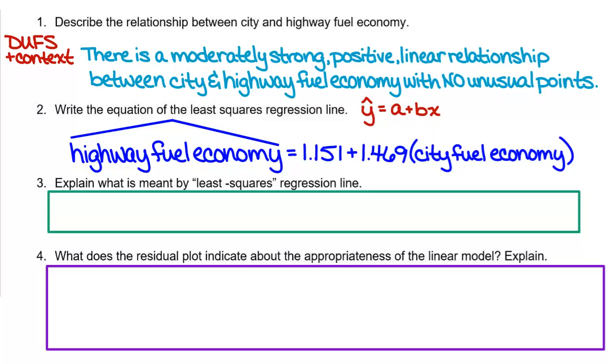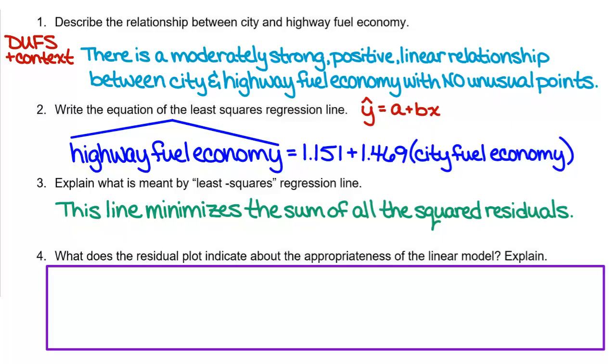What is meant when we say least squares regression line? What is least squares? Best fit line. When we say least squares, it's minimizing the sum of the squared residuals. You're right, it is the best fit line. But the reason it's the best fit line is it has minimized the sum of all the squared residuals.